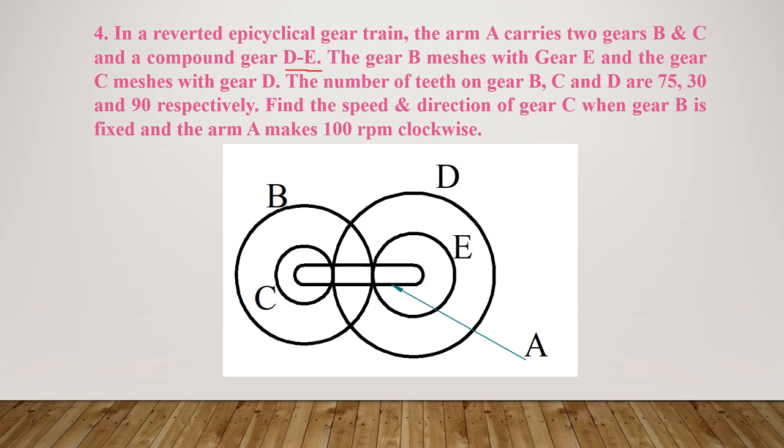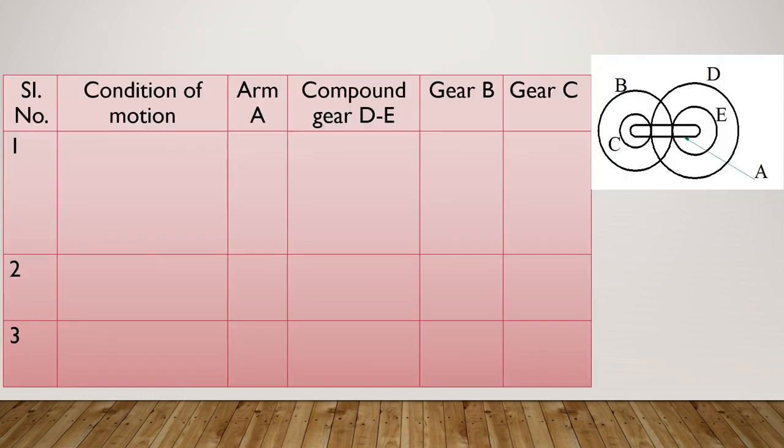So once you draw this figure, then you can go for the tabular column method. Any method you can follow, algebraic or tabular. So we'll solve with the tabular column method here. The number of teeth on gears B, C, D are given and arm A speed is given. Clear? So first prepare the table. The table consists of condition of motion and the subsequent columns will contain the elements: arm A, compound gear DE, gear B, gear C.